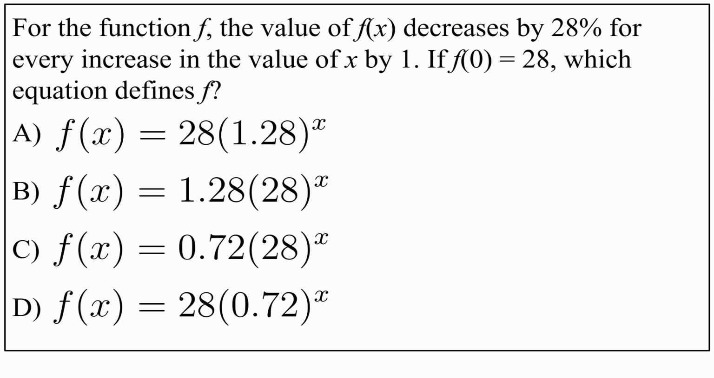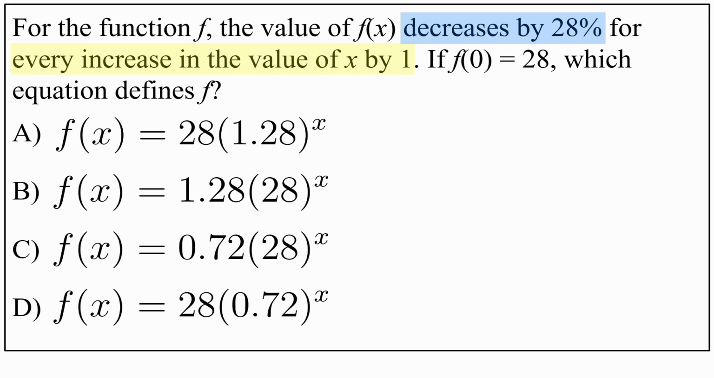Okay, let's see. This one says that the function for every increase in the value of x by 1. Okay, that sounds a lot like it's telling us the multiplier. Remember I wrote that down at the beginning, like on the first slide. So I bet this part that comes before it, remember f of x is the same as y, says y decreases by 28%. That's just a fancy way to tell us the multiplier.